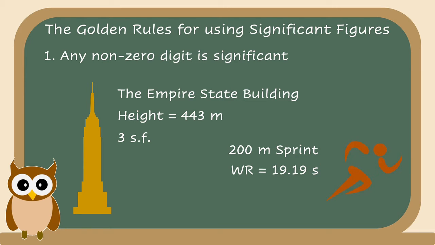Another example, the current world record for the 200 meter sprint is set at 19.19 seconds. Here we have four significant figures as all digits are non-zero.